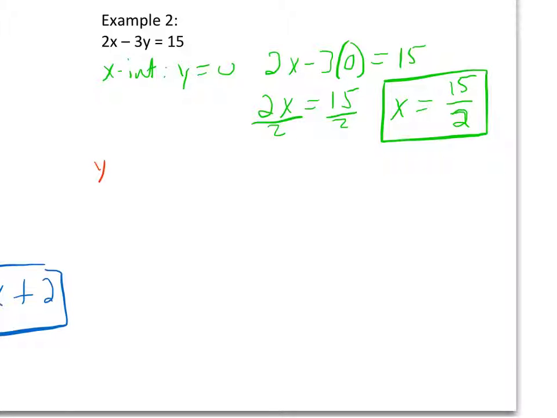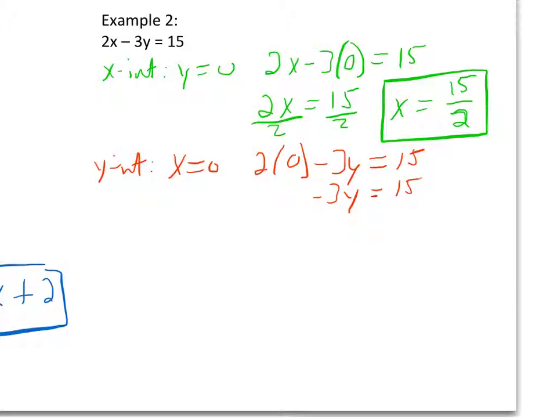Okay, next one is our y-intercept, which means x equals 0. So 2 times 0 minus 3y equals 15. 2 times 0 is 0, so we're left with negative 3y equals 15. Divide both sides by negative 3, and y equals negative 5. And that is your y-intercept.